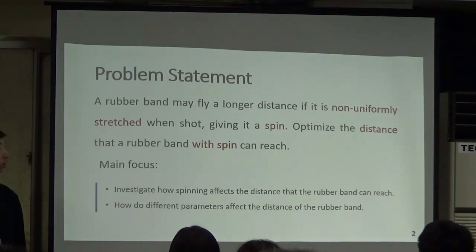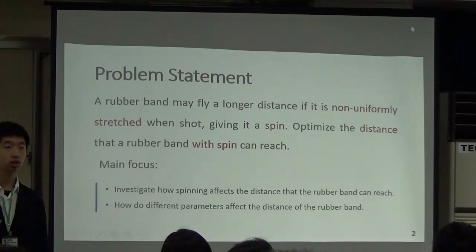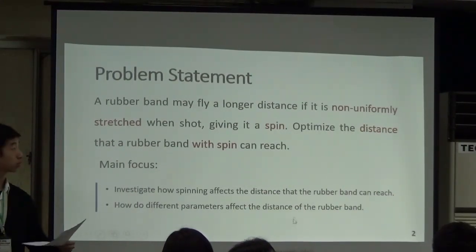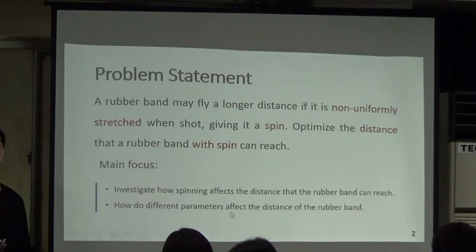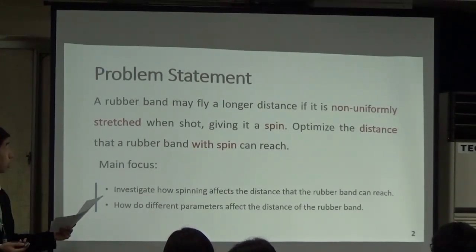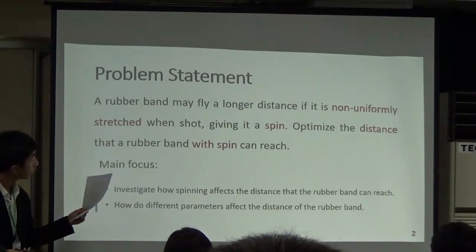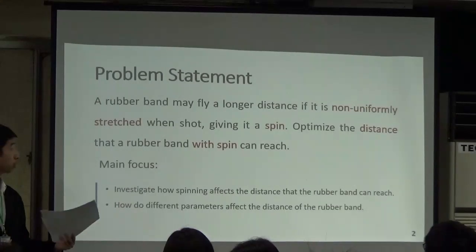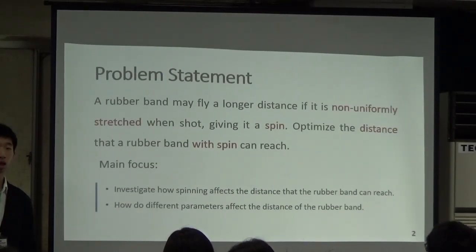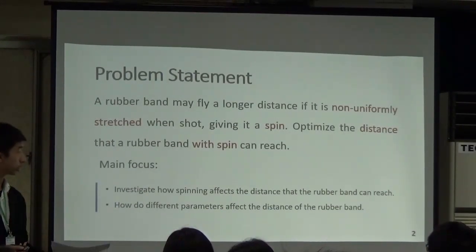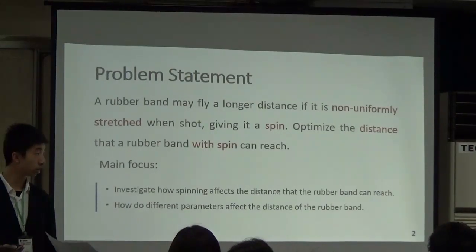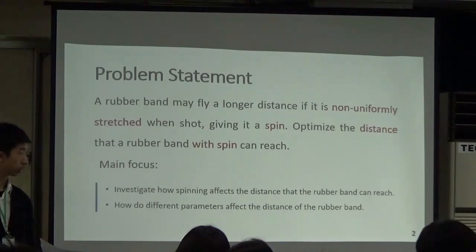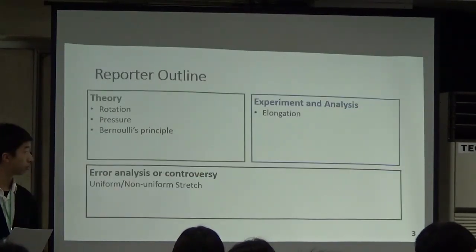A rubber band may fly a longer distance if it is non-uniformly stretched when shot. And if you give it a spin, it will fly further. The problem asks us to optimize the distance that the rubber band with spin can reach. We'll mainly focus on investigating how spinning affects the distance that the rubber band can reach, and how different parameters affect the distance of a rubber band.